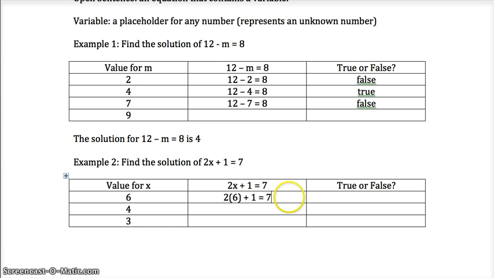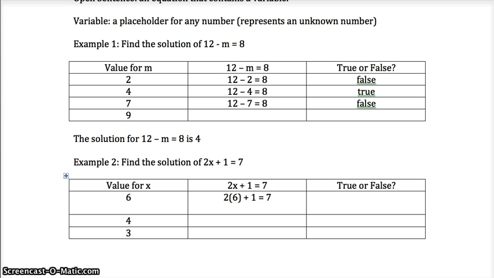Now with this one, you're going to have to do a little bit of math as you think about it. You're going to have to think, well, 2 times 6 equals 12. And then I have to add 1 to it, so plus 1 equals 13. And then you're asking yourself, does 7 equal 13? Well, the answer there is no, so your answer over here is false. Let's do the next one together.